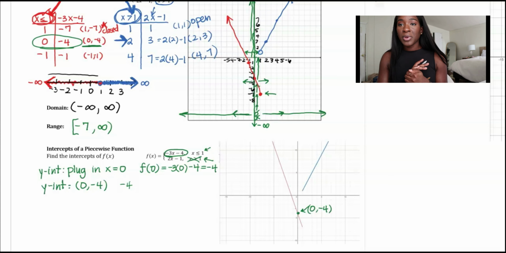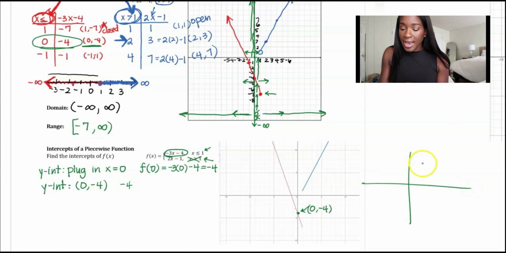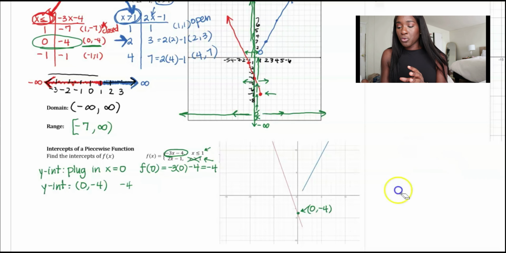Y-intercepts only happen when x is 0. A graph is only going to touch the y-axis. Any graph is only going to touch the y-axis when x is 0. That y value could be anything, 3. So I was not allowed to use that second piece because the second piece only exists when x is greater than 1. But I need to plug in 0.